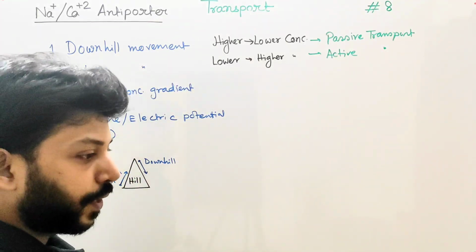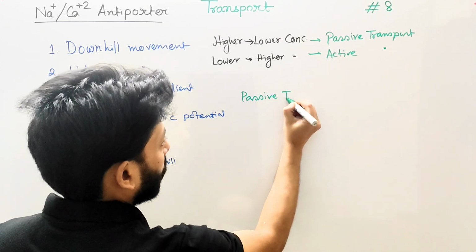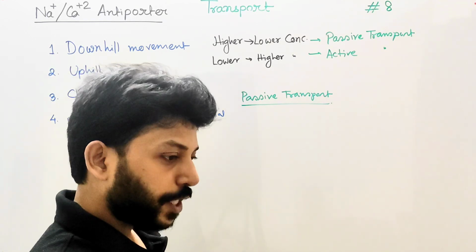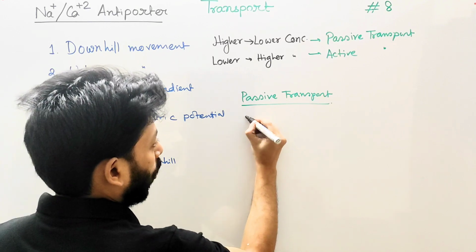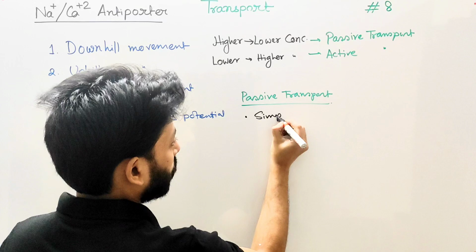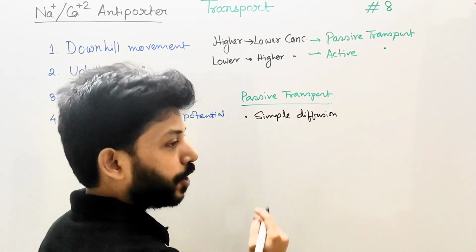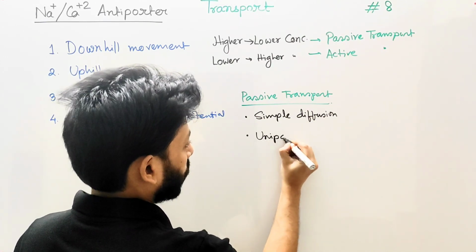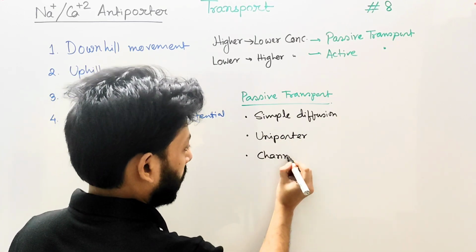Now, in my previous video, I mentioned that under passive transport, that means during the movement of molecules from higher to lower concentration, there are 3 occasions when we see passive transport. That is simple diffusion, where molecules move from higher to lower concentration. It also occurs during uniporter mediated transport, and during transport through the channels.